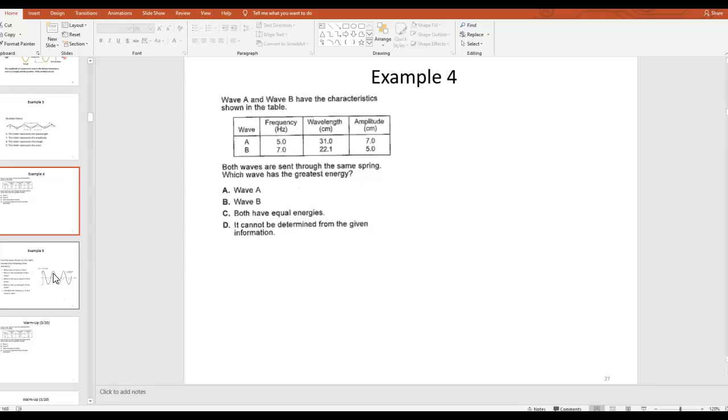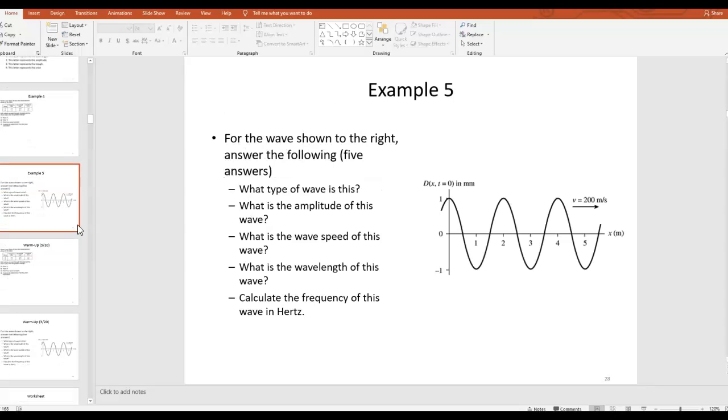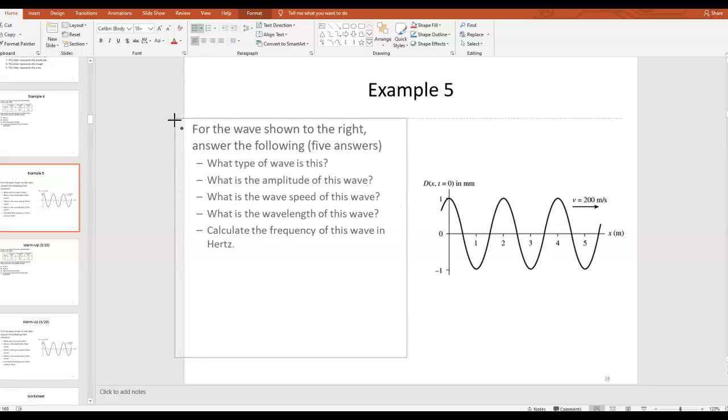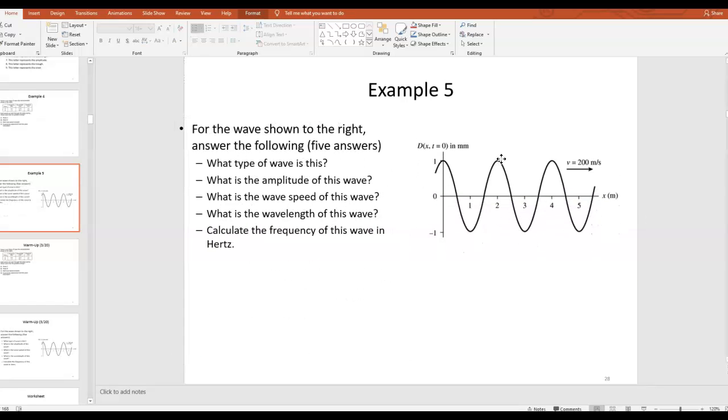And then example 5. I think this is the last example we're going to do in this section. It says for the wave shown to the right, answer the following 5 questions. So you should have 5 answers for this, basically. Okay, so pause it here, see if you can figure out the 5 answers to this question.